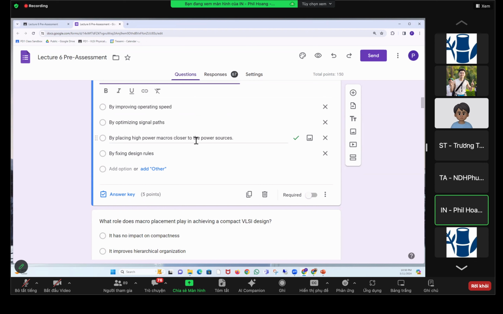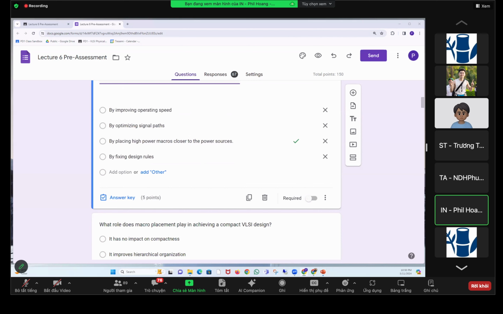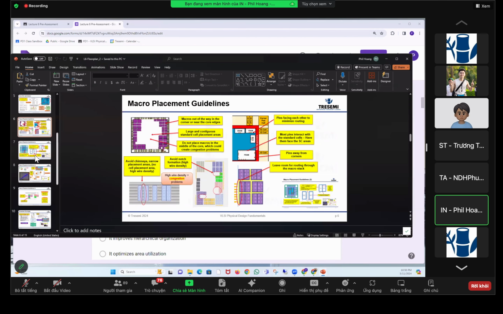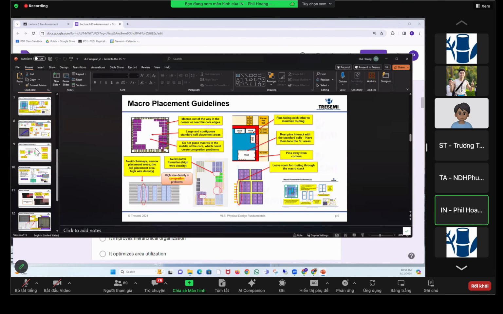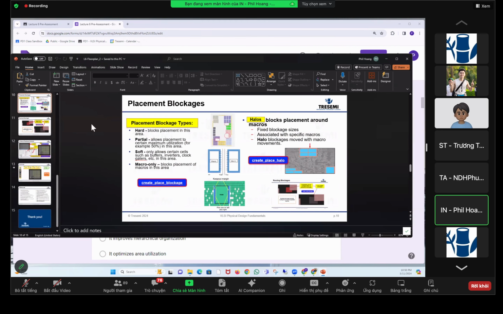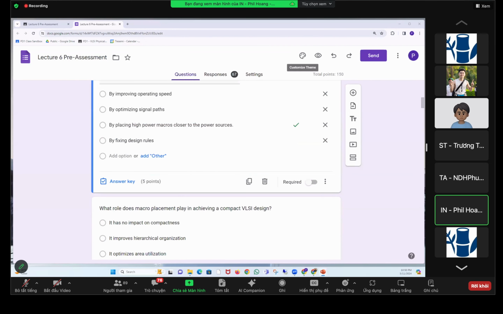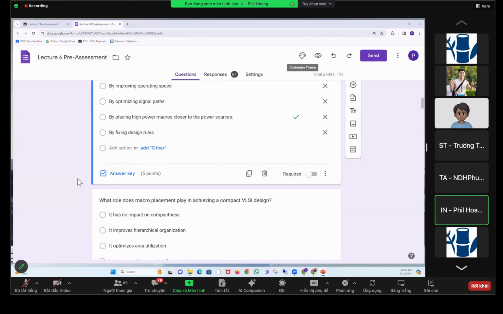Placing the high power macros near the power source, that means they're power hungry. It's related to IR drop as well. Do we have a picture for that? Basically, if the higher power macros draw a lot of current, it will have an impact on the IR drop along the way. So the closer it is, the less IR drop and the less impact on the surrounding routing logic.